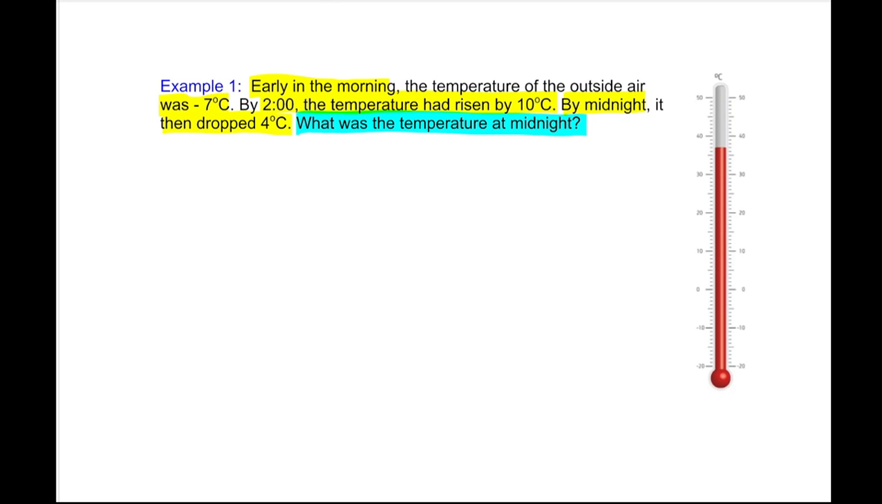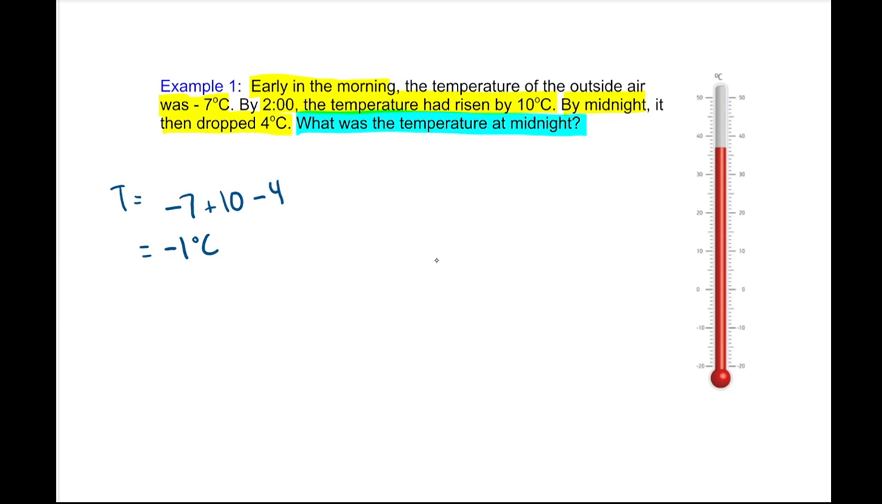Now there's different ways you can solve this. You could look at it very mathematically and say, okay, I start at negative 7. It rises by 10, so I'm going to add 10. And then it drops 4, so I'm going to subtract 4. So the temperature at midnight will equal negative 7 plus 10 minus 4. In this case, our temperature then becomes negative 1 degrees Celsius. That's one way you could do it.